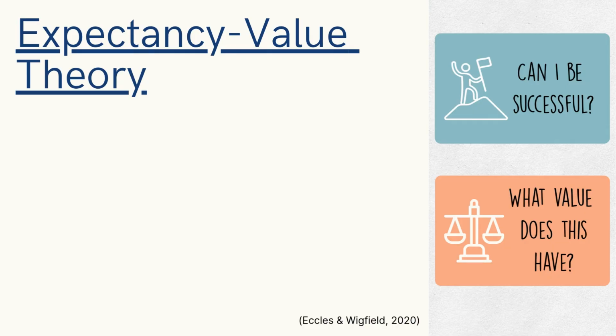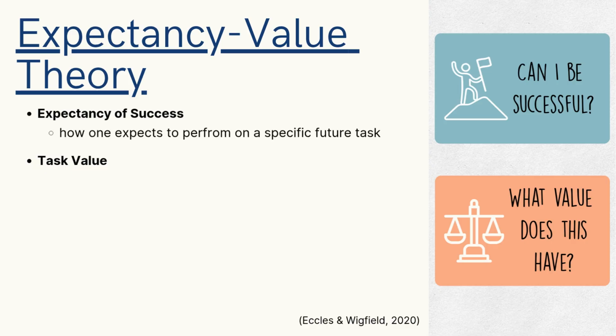This theory has two main components: expectancy of success and task value. Basically, the expectancy piece is how one expects to perform, thinking, can I be successful? The second part, task value, is where you can dig deep and figure out why they may or may not be motivated. For task value, you'll break it down.